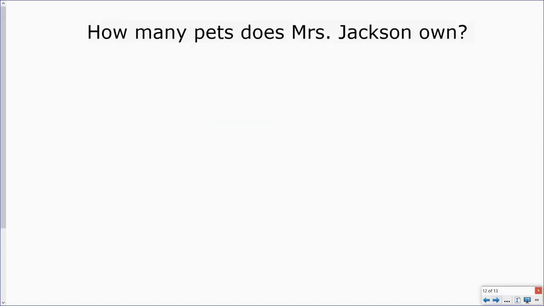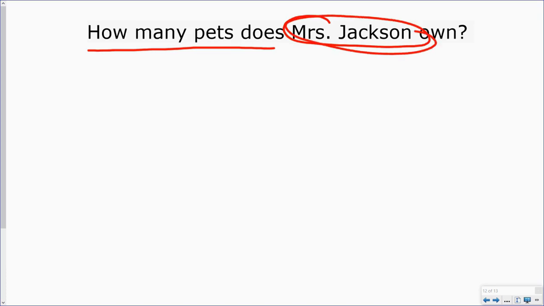How many pets does Miss Jackson own? Well, again, I can count the number of pets that Miss Jackson owns. So I am going to collect data. But again, I'm only asking one person. So I'm only going to get the information of pets that Mrs. Jackson owns. I'm not going to get a variety of answers. It's going to be one answer. So this would be no, it is not a good statistical question. Because again, one person, Mrs. Jackson, the data does not vary.